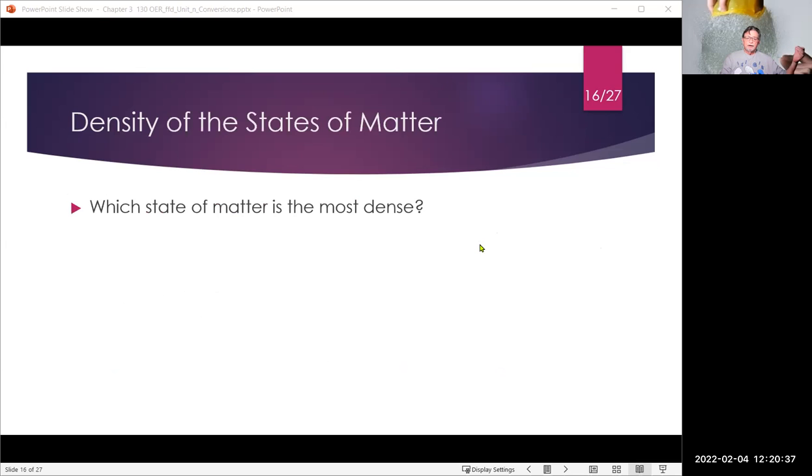Okay, let us move on. So we know common sense tells us which state of matter is the most dense. Well, it's solid, obviously, simply because we cannot do anything with that volume. It's already pretty compressed. We can't compress them anymore.